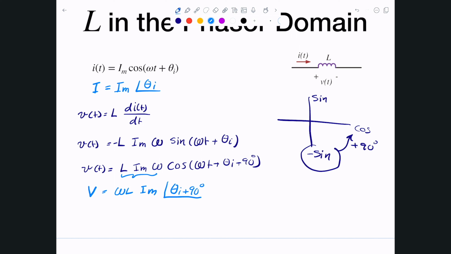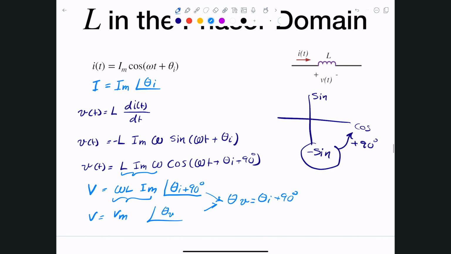So what do we have in here? If I rename this as V_m, I get V_m, and for this angle I'm going to say theta_V. What we get from here is the following: theta_V is simply the original theta_I plus 90 degrees. That's what we have from these two. So what I have done is, this is the original current in the phasor domain, and I have converted the voltage into the phasor domain. This is the magnitude for the voltage, and theta_V just happened to be 90 degrees ahead.